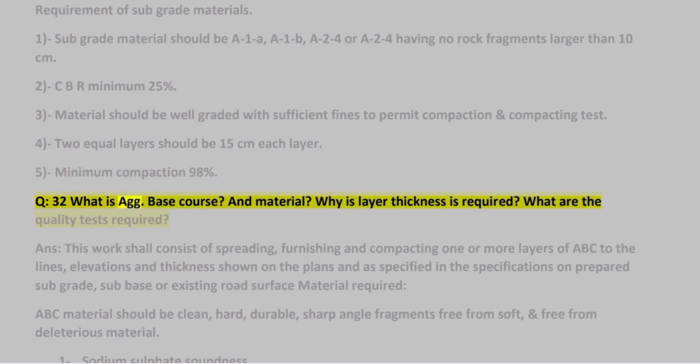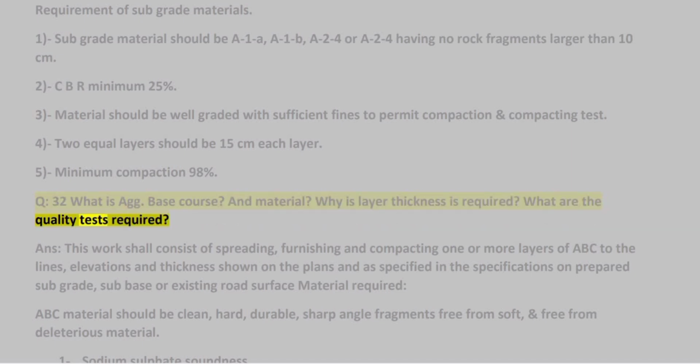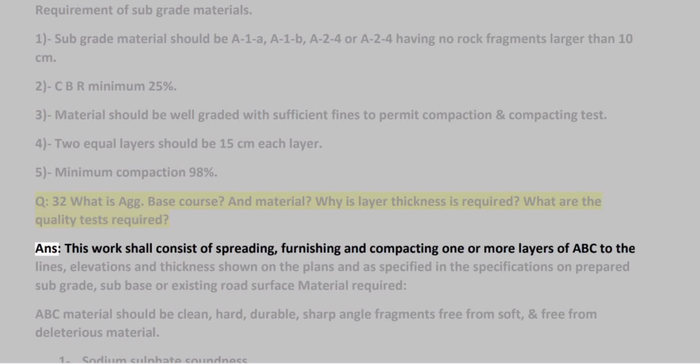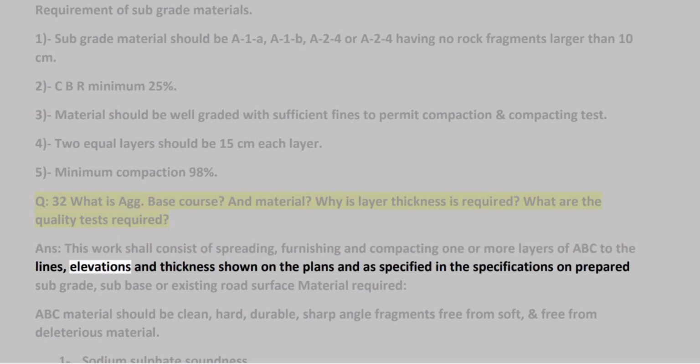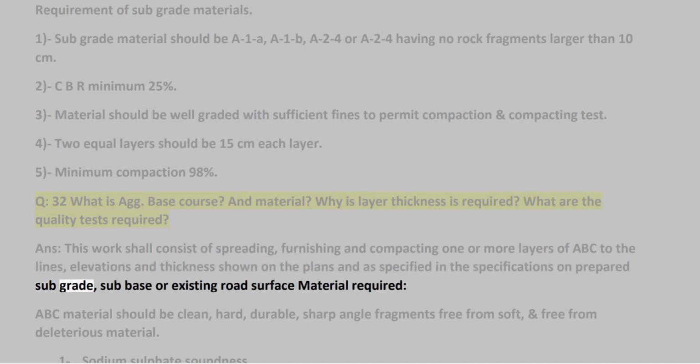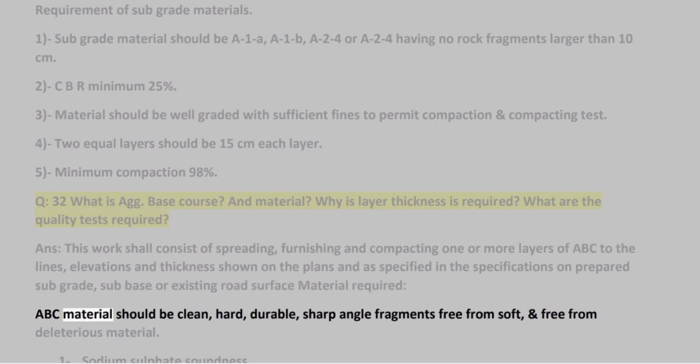Q32. What is aggregate base course and its material? Why is layer thickness required? What are the quality tests required? ANS: This work shall consist of spreading, furnishing and compacting one or more layers of ABC to the lines, elevations, and thickness shown on the plans and as specified in the specifications on prepared subgrade, subbase or existing road surface. Material required: ABC material should be clean, hard, durable, sharp angular fragments free from soft and deleterious material.